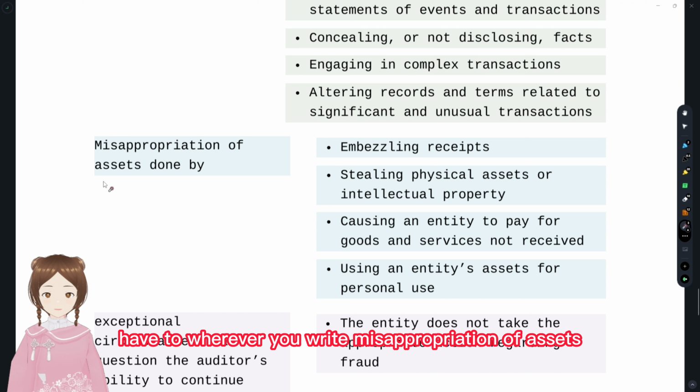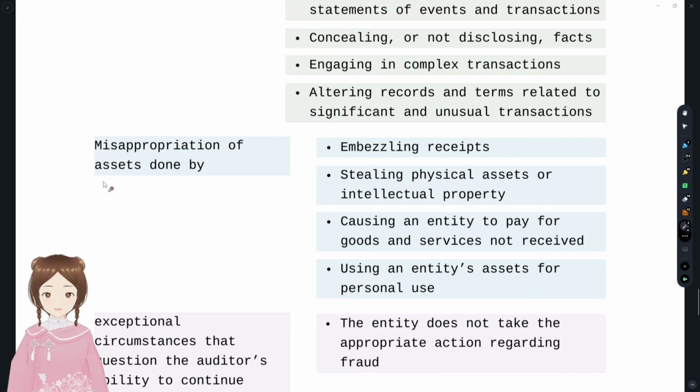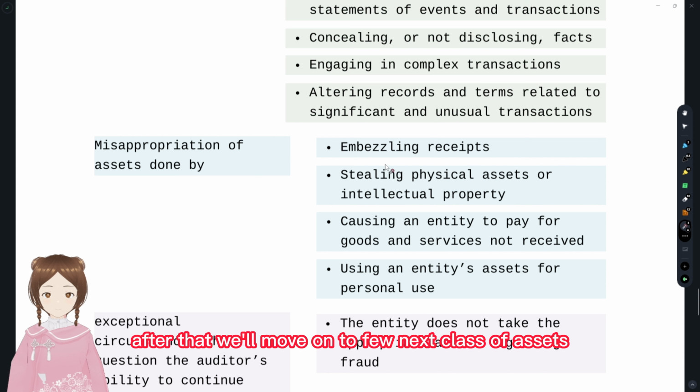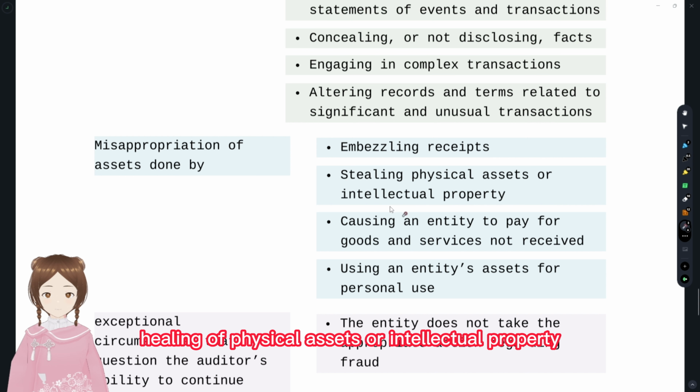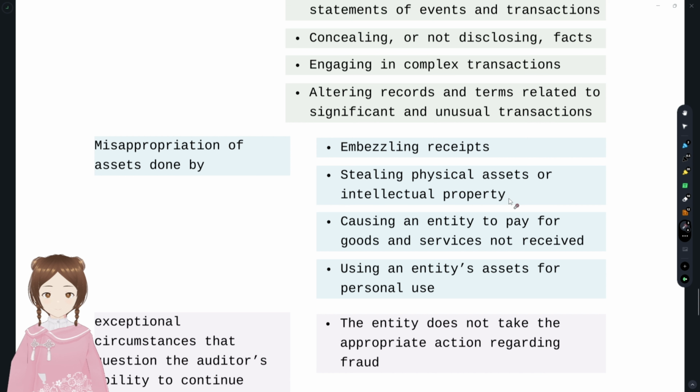Whenever you write a misappropriation of assets answer, you have to check for financial and non-financial assets, like big plant and machinery or buildings, etc., and write those points. With regards to cash, how could they misappropriate it? They could embezzle receipts. After that, we'll move on to the next class of assets: stealing of physical assets or intellectual property. That is mostly stock in trade or intangible assets. Intangible assets, they could also steal, like software, code, etc.